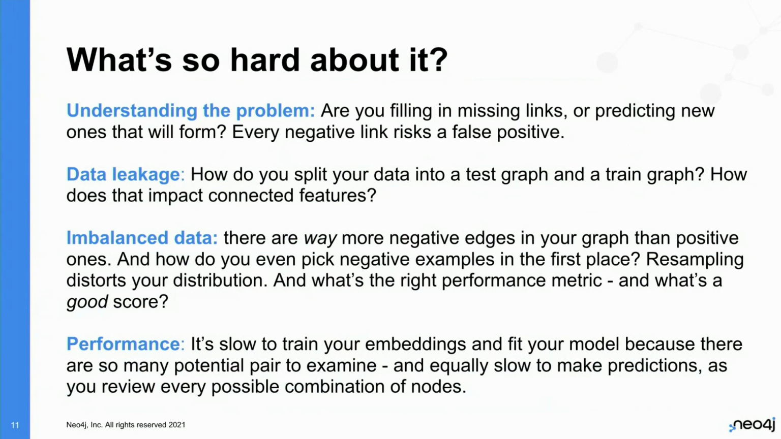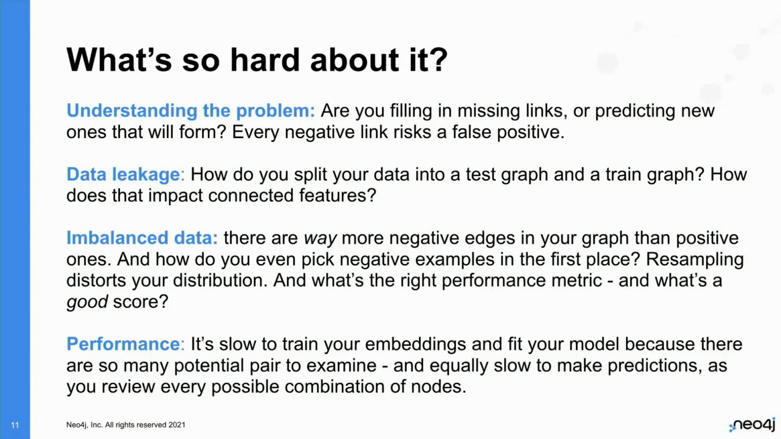Then you want to think about data leakage in your test train split. So how do you split your data into a test graph and a train graph? How does that impact your connected features? And how do you prevent information about your test data from leaking into your train data? And I'll explain why that's tricky.